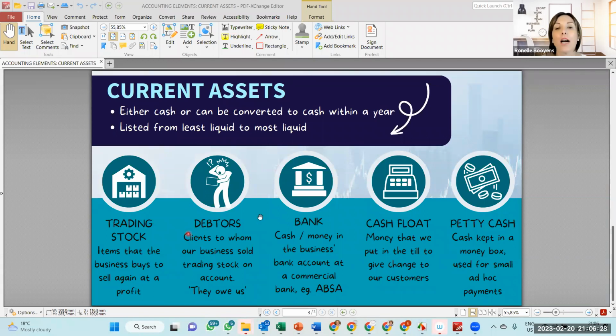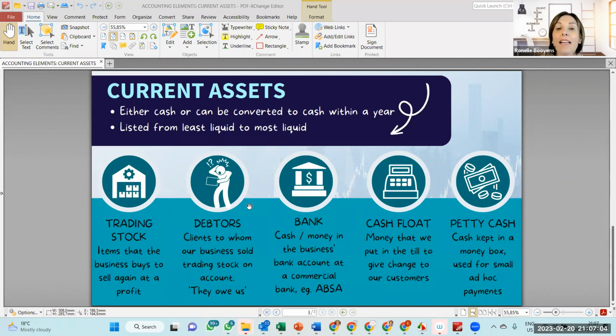Therefore, in business terms, debtors, the money that the debtors owe to our business, is indeed regarded as a current asset. Now, why do we say that trading stock is less liquid than debtors? Trading stock, there's no transaction yet. The stock in our store is displayed on the shelves. We still need a client to come in and like that specific item, then come to the till and make the decision to buy those items from us.